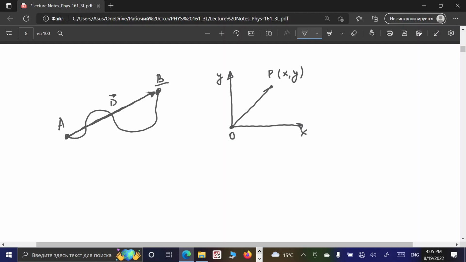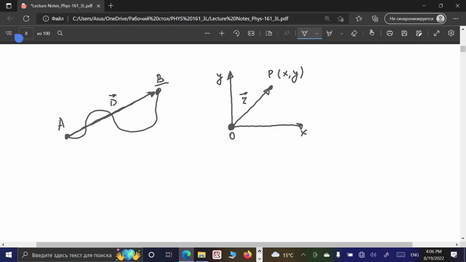We can form here some vector, which is called a position vector. Why position vector? Because it originates at the origin of the system of coordinates, and its end is pointing to some point of our interest, which we want to quantify in terms of position in this system of coordinates.